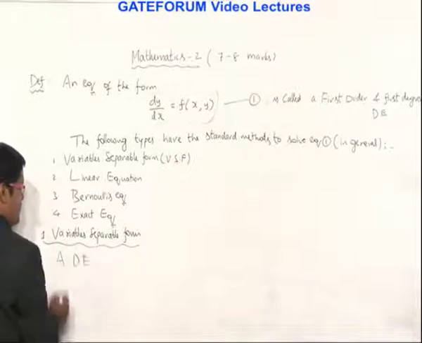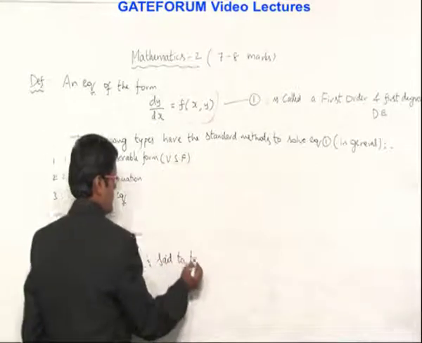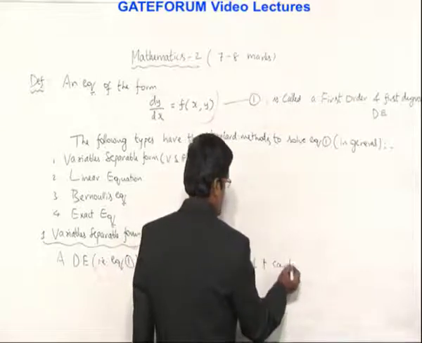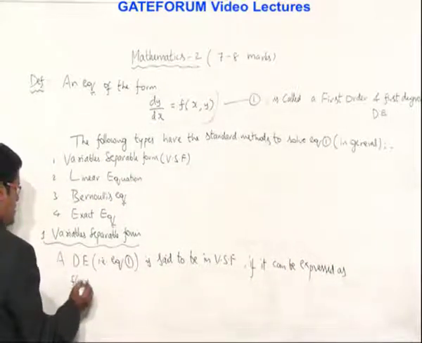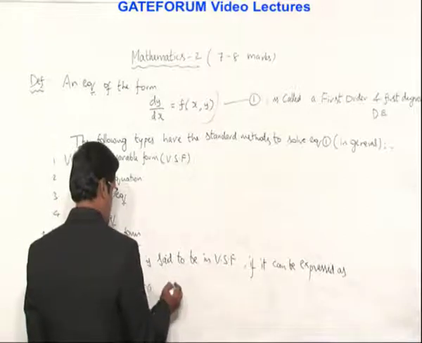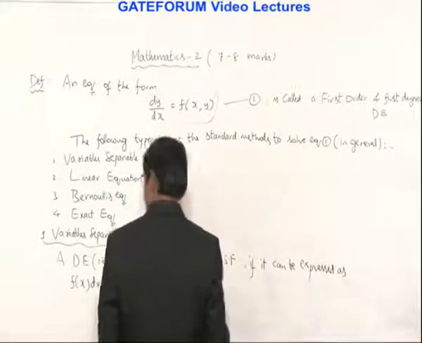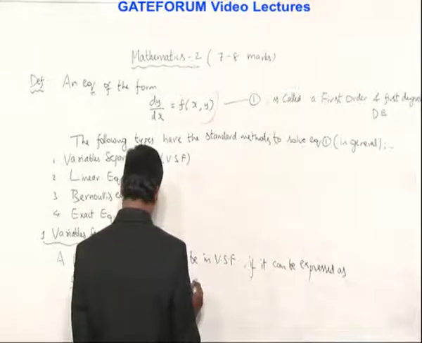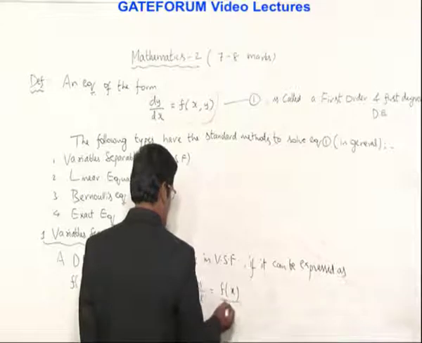A DE, that is equation 1, is said to be in variable separable form VSF if it can be expressed as f(x) dx plus g(y) dy is equal to 0, or f(x) dx is equal to g(y) dy, or dy by dx equal to f(x) divided by g(y).